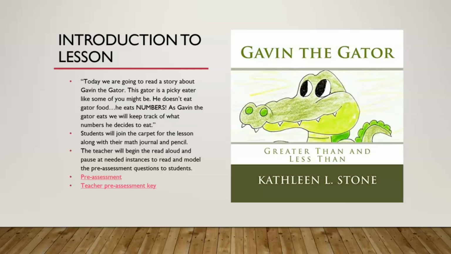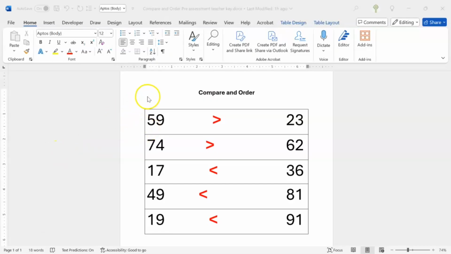Something like that. For the pre-assessment, I also have a pre-assessment key, and I will go ahead and show you that now. So this is the teacher key for the pre-assessment compare and order worksheet, and this is just giving me the answers that I needed to know to see whether or not they're struggling, or they know it, or they're on grade level expectation.